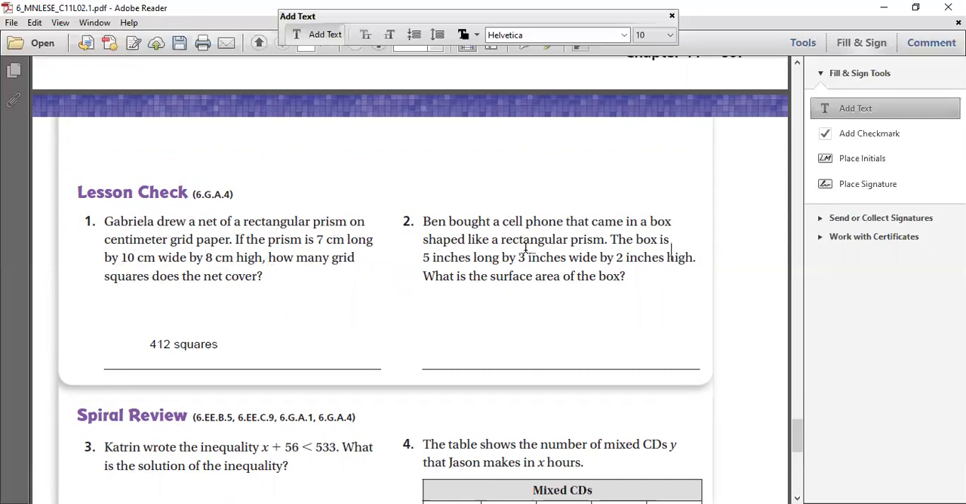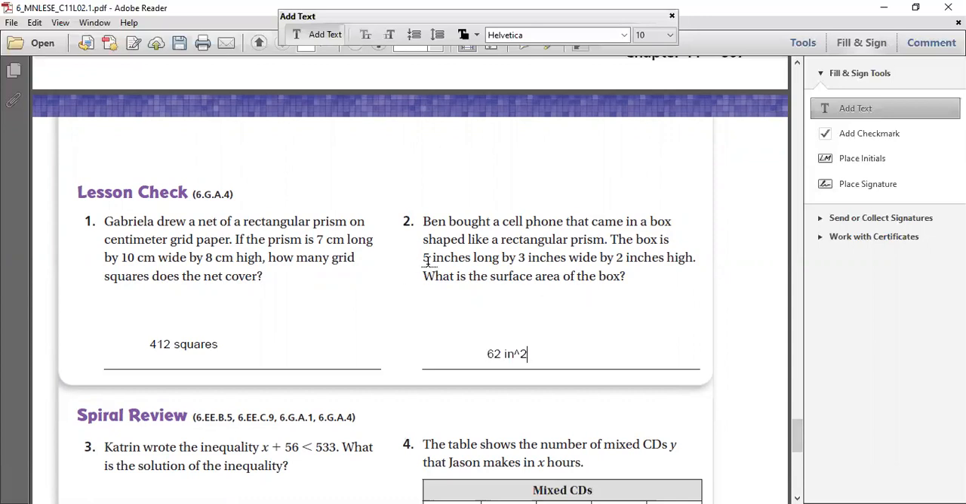Next question: Ben bought a cell phone that came in a box shaped like a rectangular prism. The box is 5 inches long, 3 inches wide, 2 inches high. What is the surface area of the box? Now the surface area of the box will be 62 square inches. I don't need to repeat the steps because they are all the same. I'll just tell you orally what you need to do.